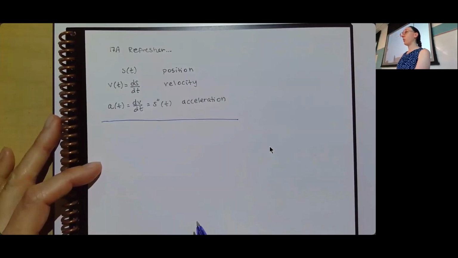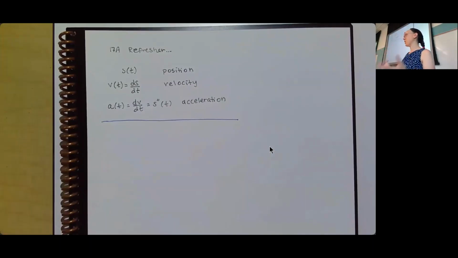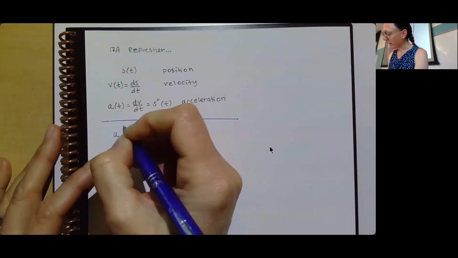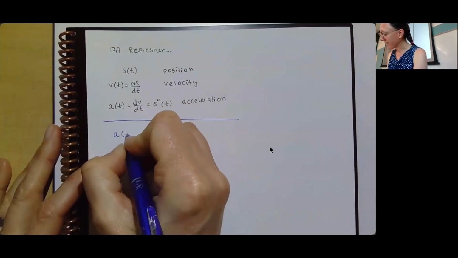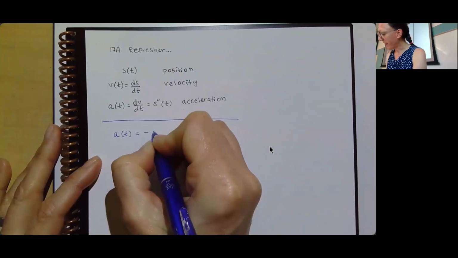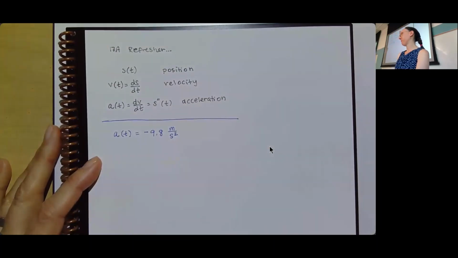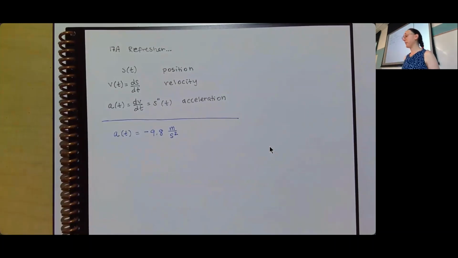Does anyone know the acceleration due to gravity on Earth? The value of it? Cool. So on Earth, acceleration due to gravity is a constant -9.8 meters per second squared. We could make our lives easy and call it 10, but I'm not going to. I'm going to go with -9.8.